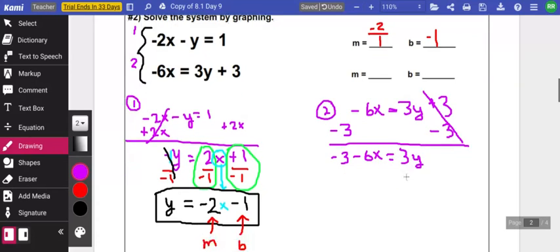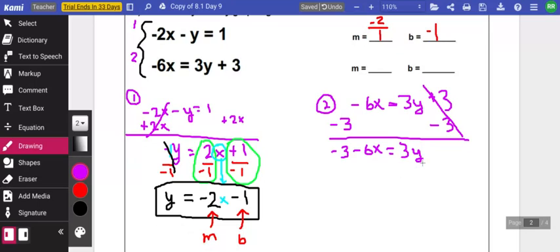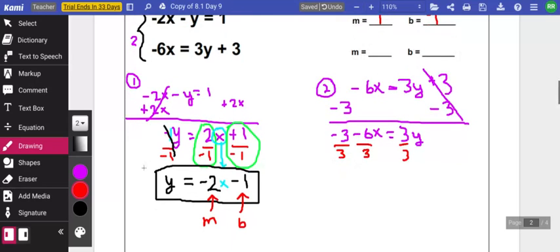Okay, now I have 3y, but in slope-intercept form, I just want y. And so what number will I have to divide both sides by, or every term by, to get y equals something? Well, I look at this number in front of y. What number is that? That is a 3. And that is the number that I divide every term in the entire equation by to get the equation in slope-intercept form.